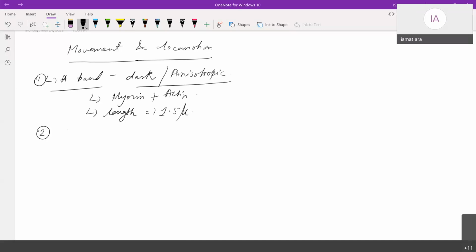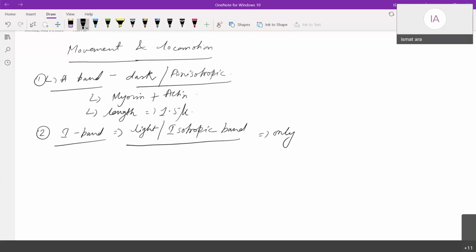Second one, that is the I band. What about the I band? It is the light band, or isotropic band. Now, what does it contain? It contains only actin.